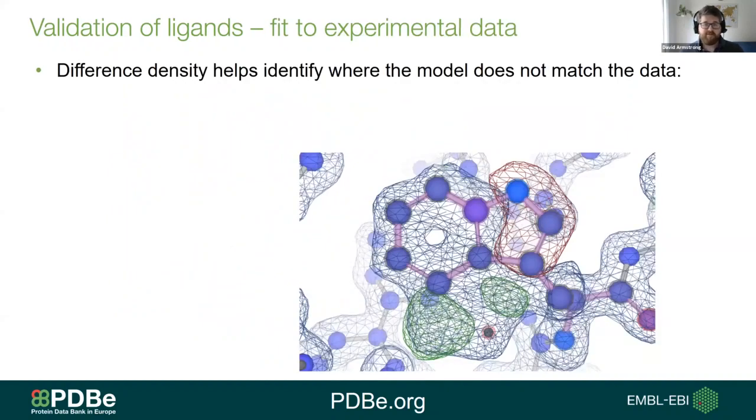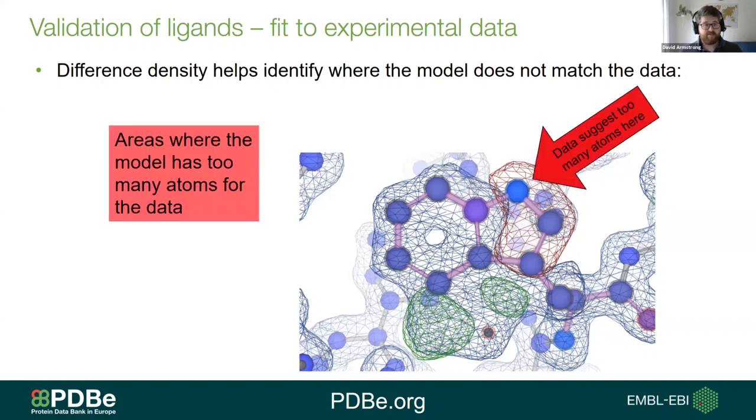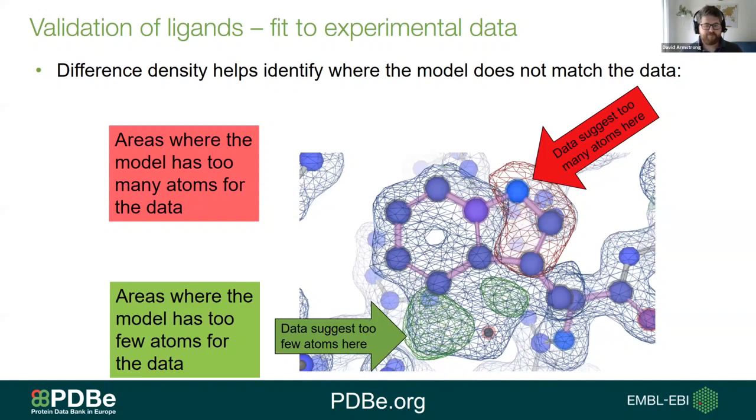Now, the other thing to bear in mind for X-ray structures is to use the difference density and look at the fit to the experimental data. So in examples where the model doesn't exactly fit the experimental data, we also show this red and green difference density. The red density shows where there are atoms modeled, but there isn't actually enough experimental data to support those atoms being there. And the green density data shows areas where there is experimental data, but nothing has been modeled. So something has been missed.